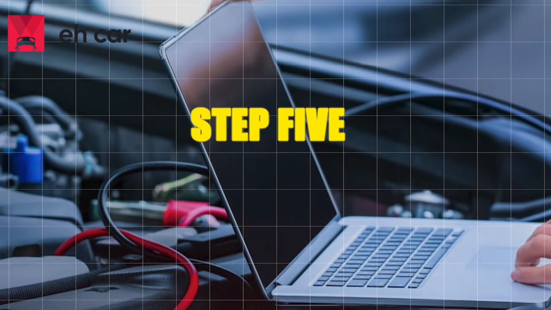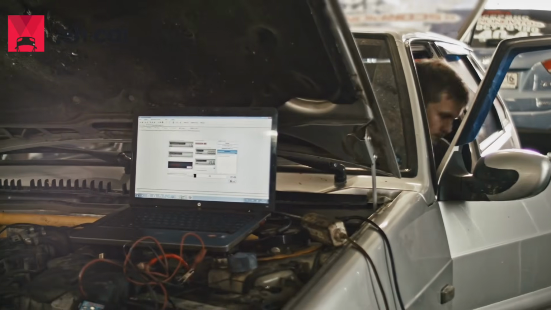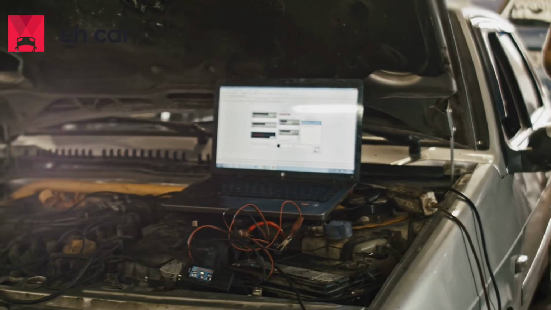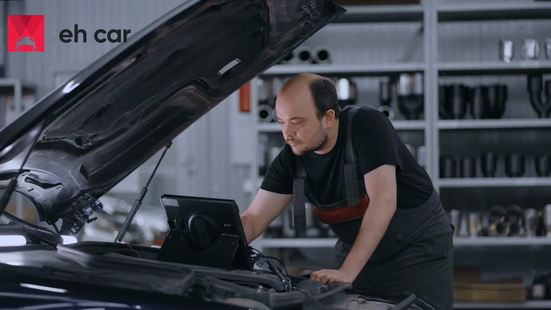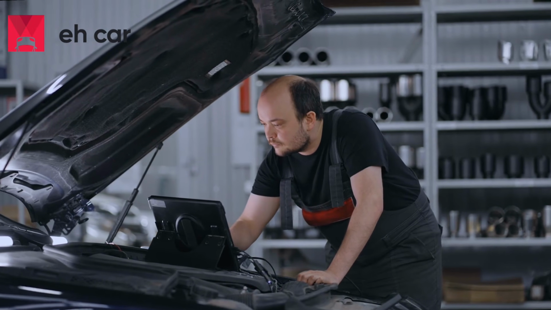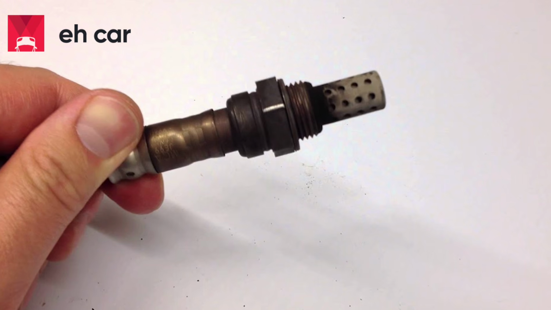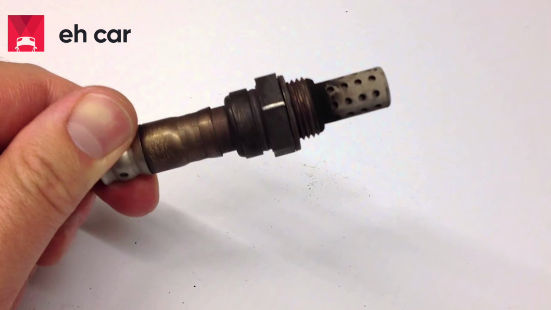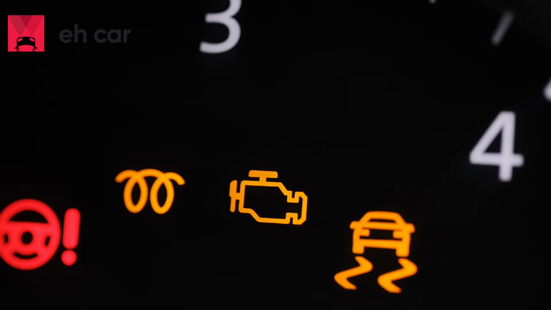Step 5. Verify operation after deletion. The engine should be started and allowed to reach operating temperature. A scan tool should confirm that oxygen sensor codes no longer appear and that fuel trims remain stable. Downstream sensor data may show inactive or fixed values. This is expected. The check engine light should remain off if the deletion was performed correctly.